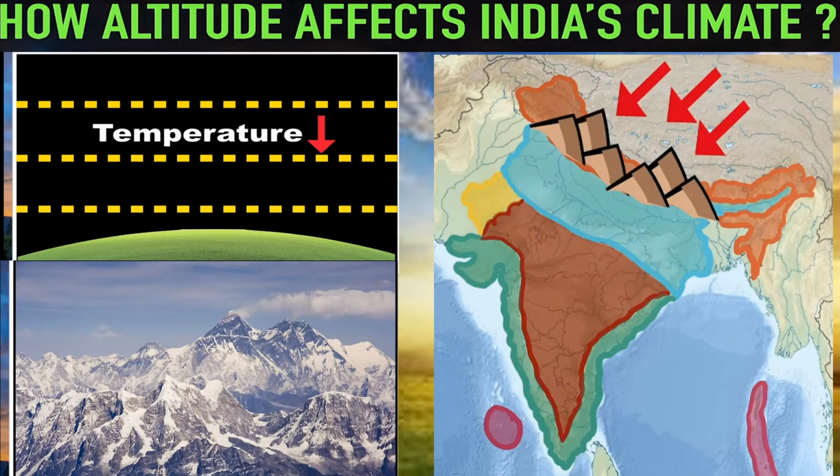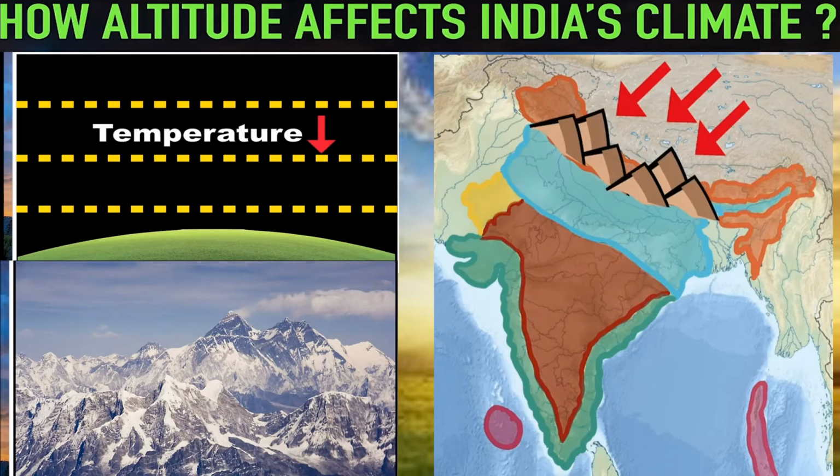Altitude, the next factor. The higher we go, the cooler we get. Places which are much higher from the sea level have a much cooler climate than places which are at sea level. In India, the altitude also affects the climate of the place of a particular state.